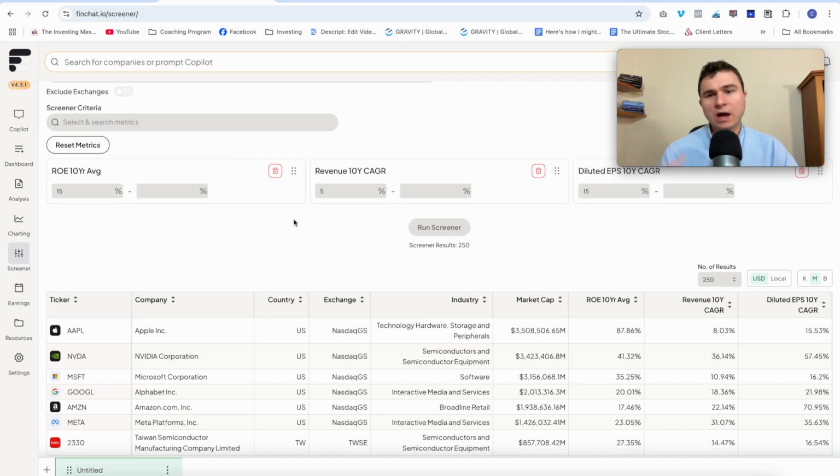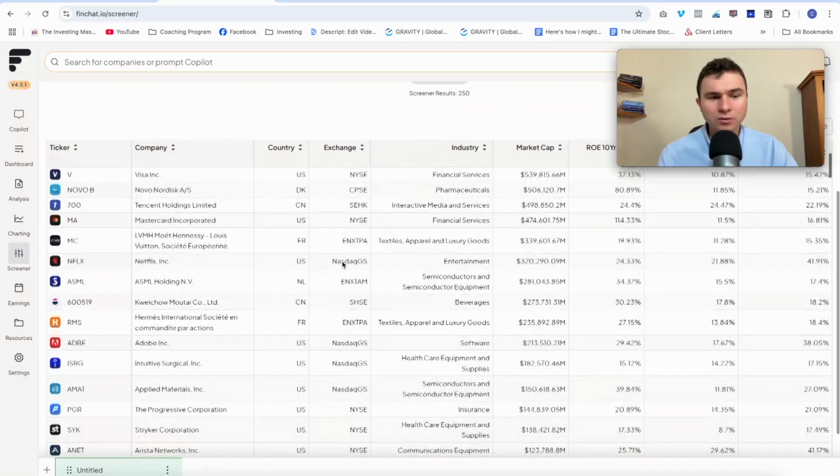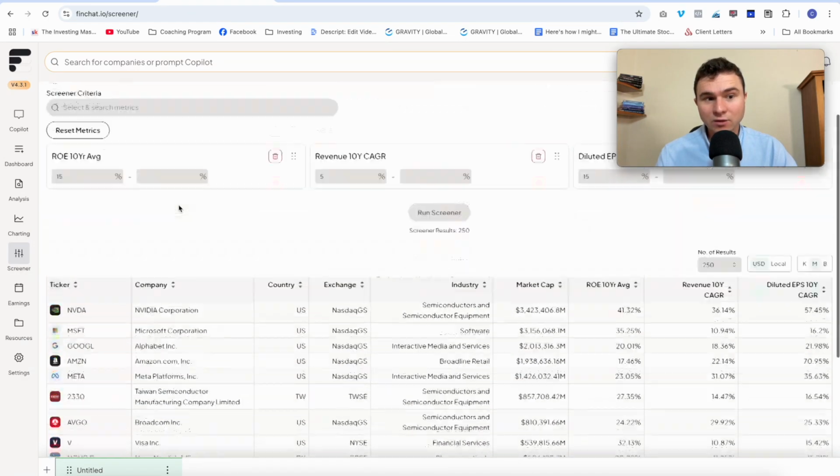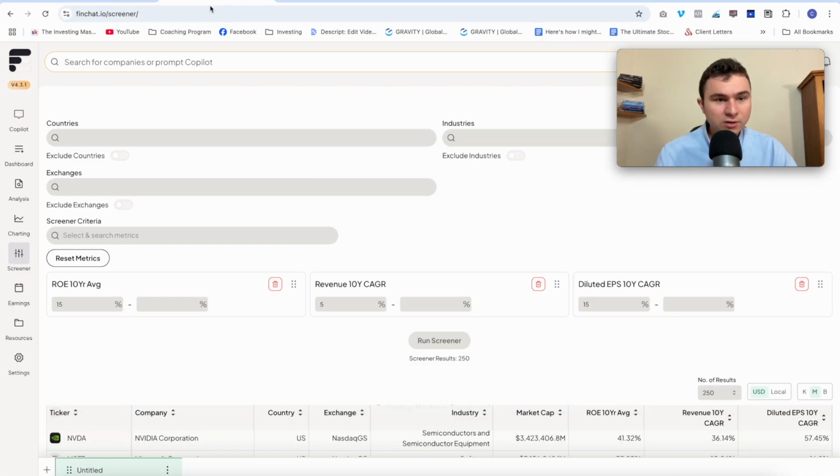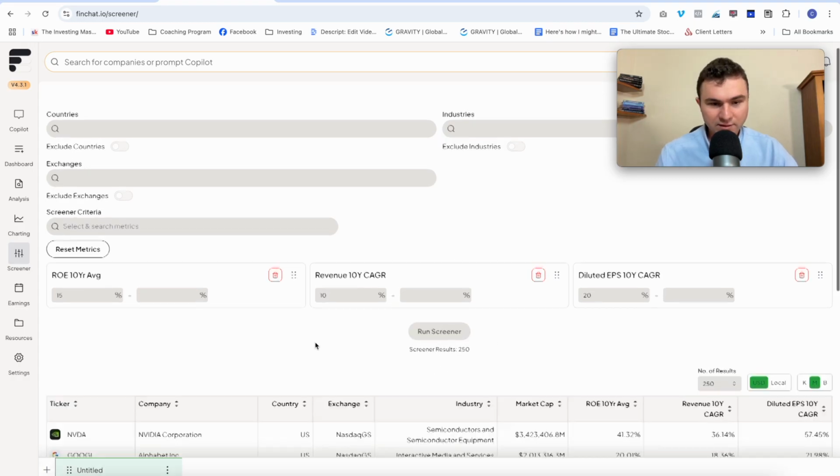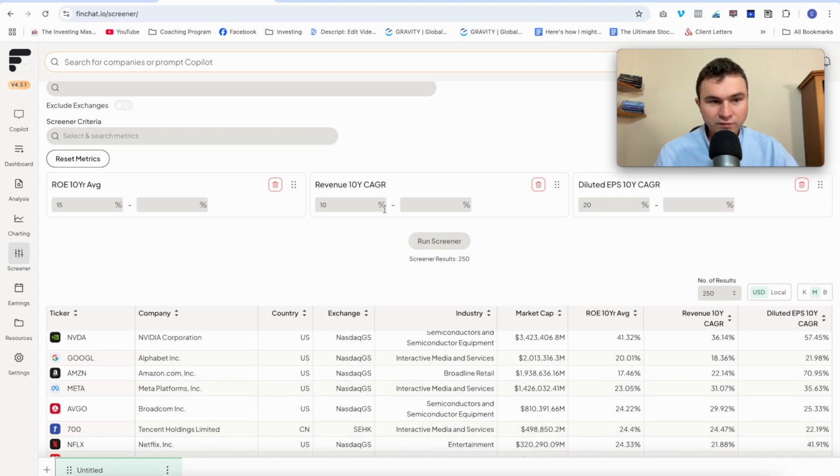And if you think there are too many companies and you are lazy and you don't want to analyze all of them, you can increase the metrics. Instead of revenue growth 5%, I have 10%. EPS growth, instead of 15%, I have 20%. Okay, now again 250. Okay, diluted EPS growth, if you want, you can put 30%.